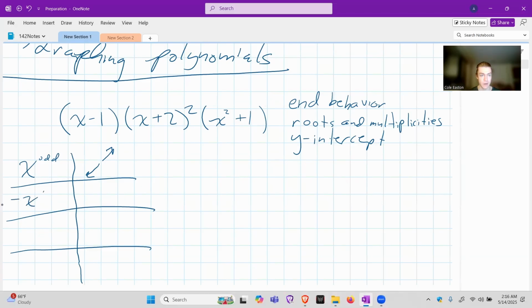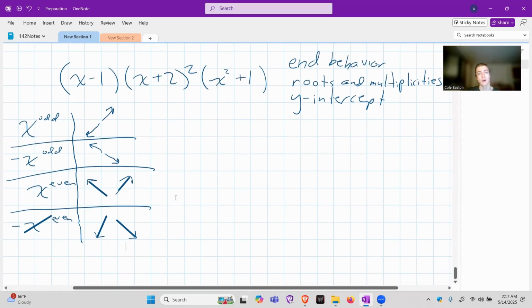We have negative x to an odd power, rises to the left, falls to the right, right? It looks like negative x, because that is such a function. If we have x to the even, that basically has behavior that looks like x squared. And if we have negative x to the even, then it's going to look like this. It's going to fall to both sides, fall to the left, fall to the right, just like negative x squared.